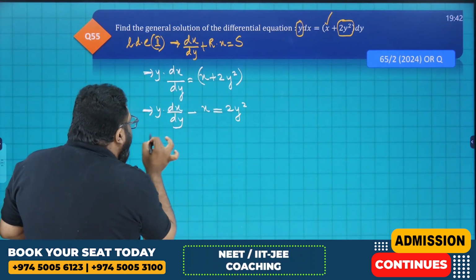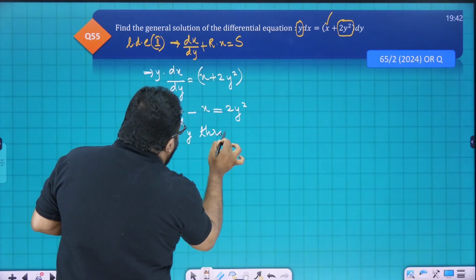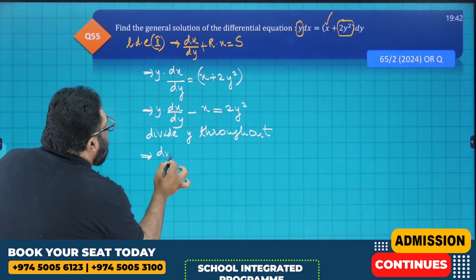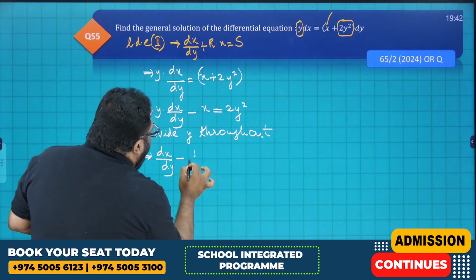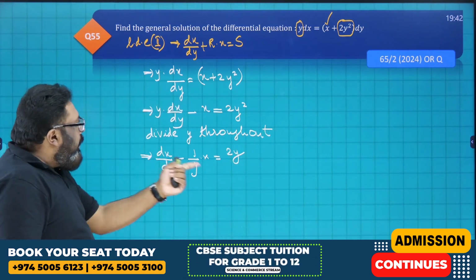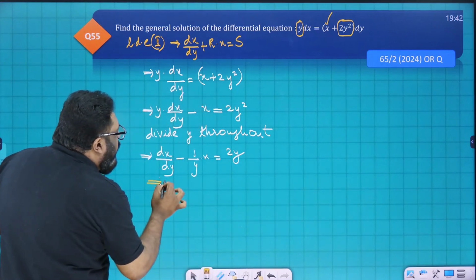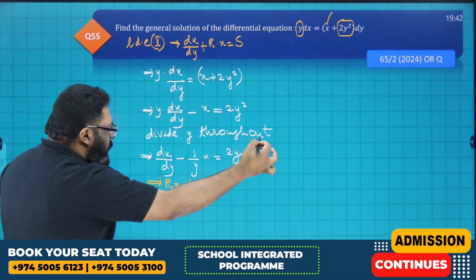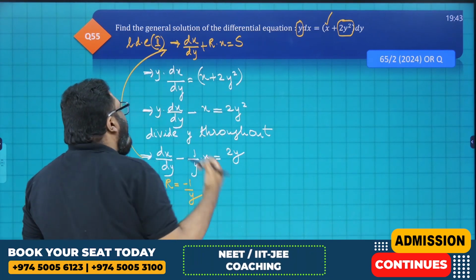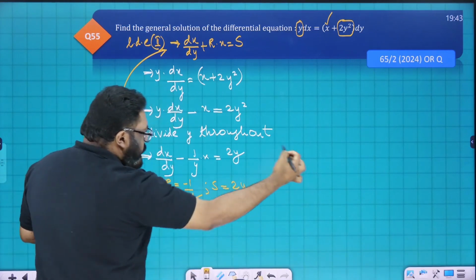So divide with y. Divide y throughout, my dears. What happens if you divide y throughout? You will get dx by dy minus 1 by y x equals 2y squared by y, which is 2y. Now I have a perfect form, my dears. So from this I can conclude, just compare, that r is equal to minus 1 by y and s is equal to 2y.